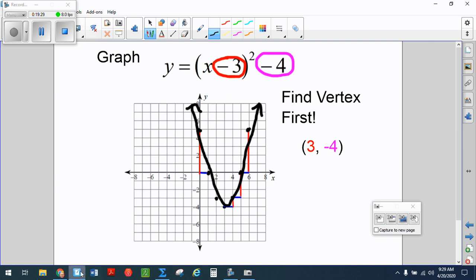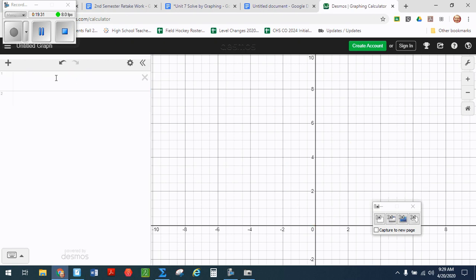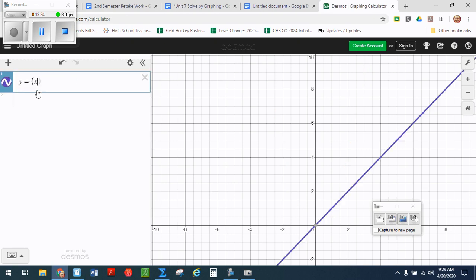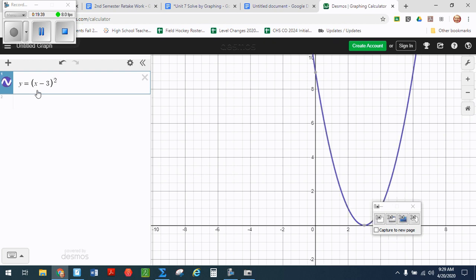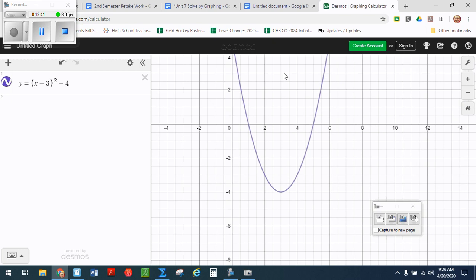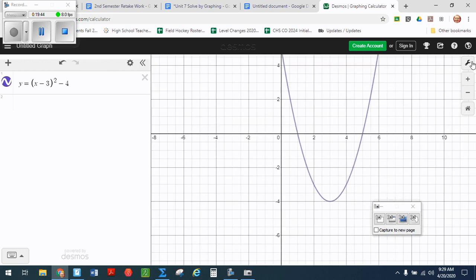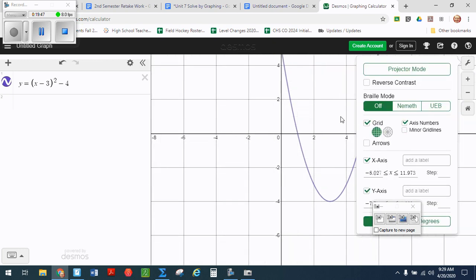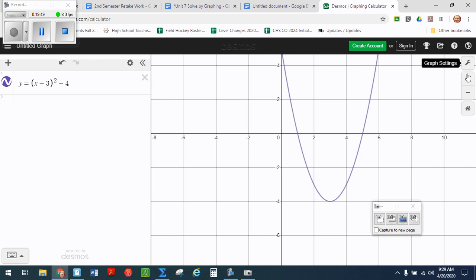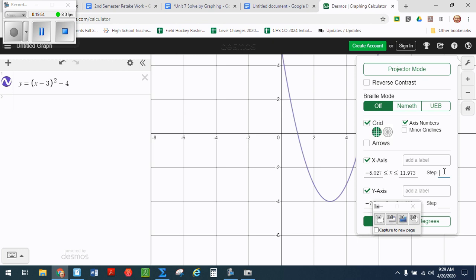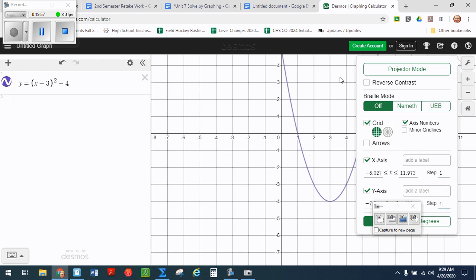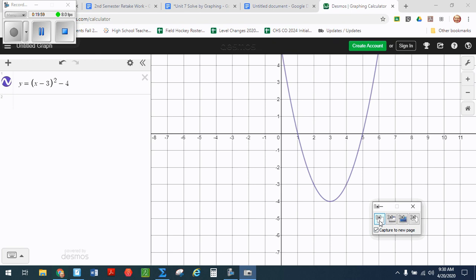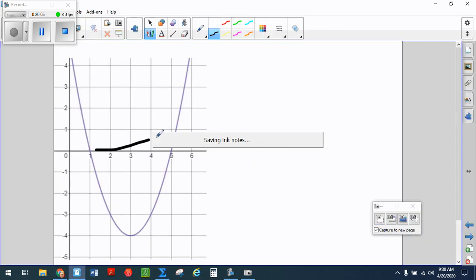So x minus 3 squared minus 4. If I tried that, y equals x minus 3 squared minus 4. I'll put this into my notes so it's easier to look at.